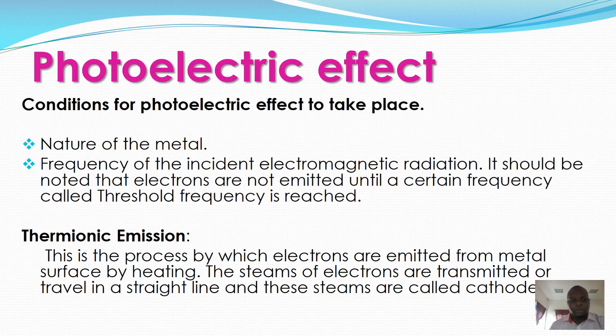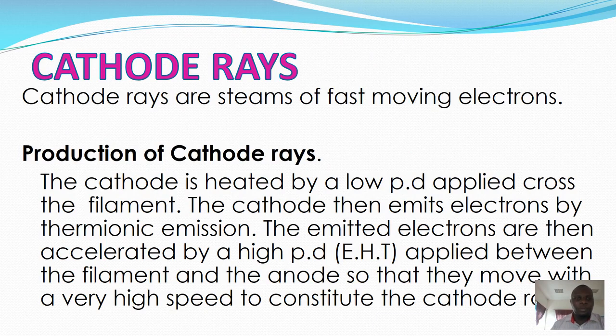Now we have a process called thermionic emission, which is a process whereby electrons are emitted from a metal surface by heating. The streams of electrons travel in a straight line and these streams are called cathode rays. So when you heat a metal surface, it will emit electrons, which are called cathode rays. Cathode rays are streams of fast-moving electrons.